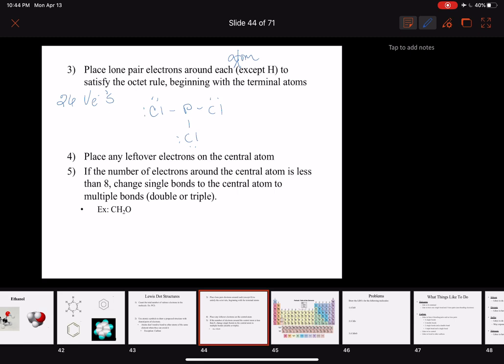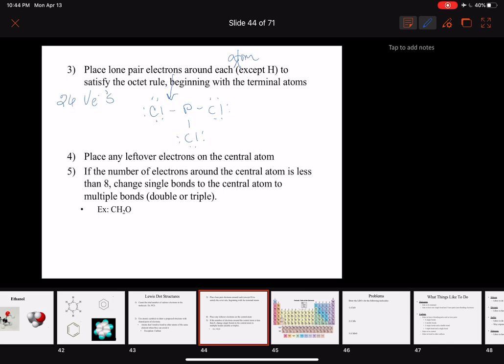14, 16, 18, 20, 22, 24. So we've used up 24 of those 26 available valence electrons. And we can see right now that each of our chlorine has one bonding pair. That's the single bond right there. And they have 3 lone pairs.